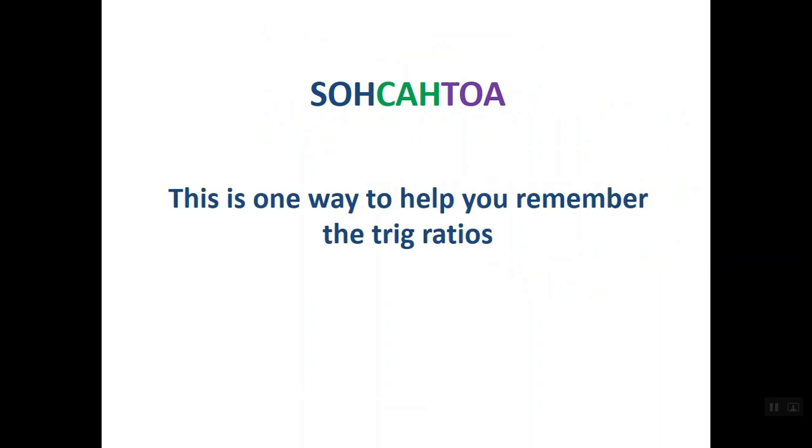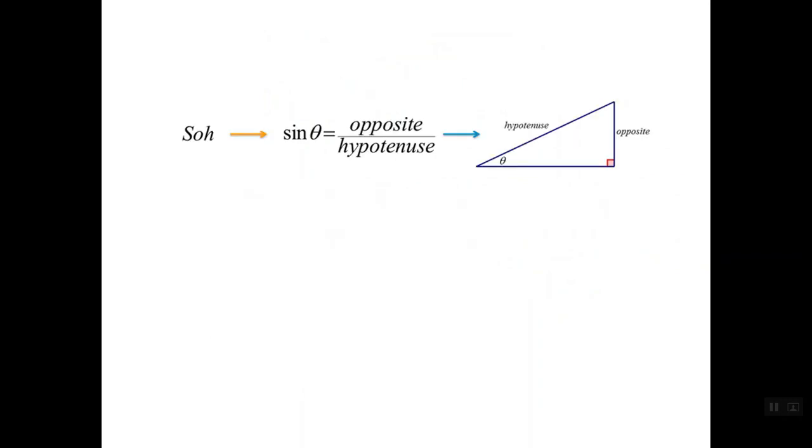Alright, let's look at SOHCAHTOA, which is one method to remember the trig ratios. There are other ways, guys, but SOHCAHTOA is really easy to remember. The SOH really means sine theta. Theta represents your angle, and that's equal to opposite over hypotenuse. Remember that the hypotenuse never changes, it always remains the same.